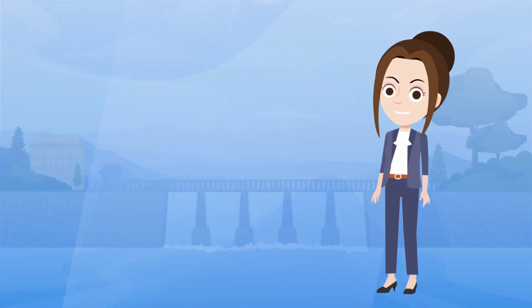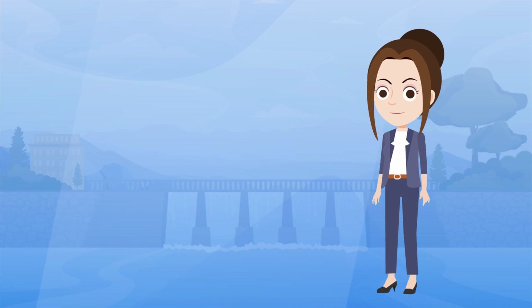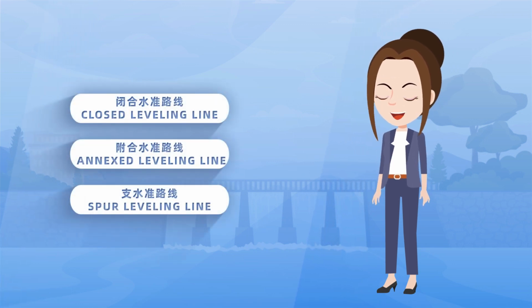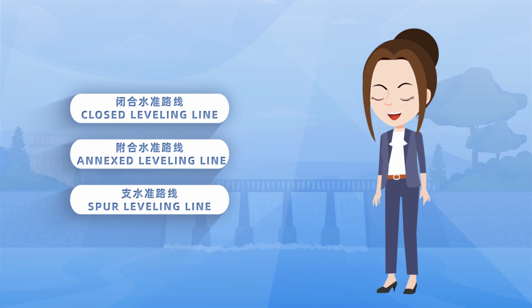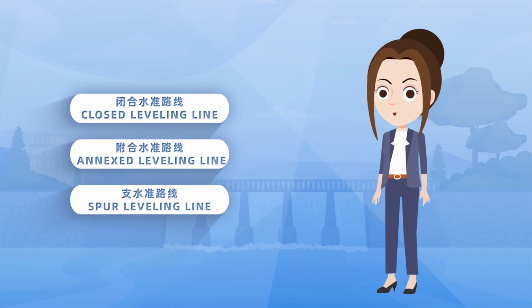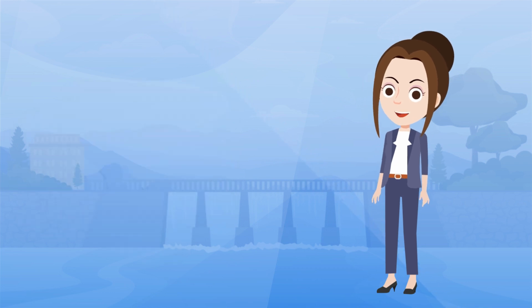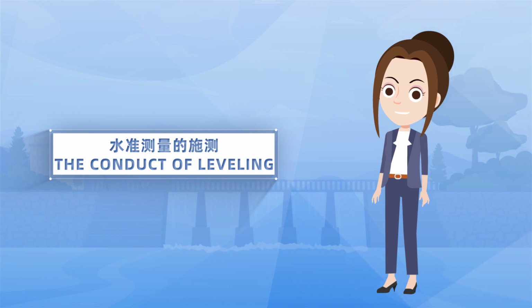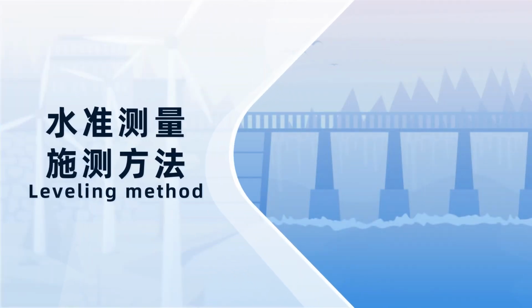Implementation of leveling. Hi there. In the previous lessons, we have learned about the layout of three different leveling lines, which are closed leveling line, annexed leveling line, and spur leveling line. Today, let's learn how to implement leveling. First, let's learn some leveling methods.